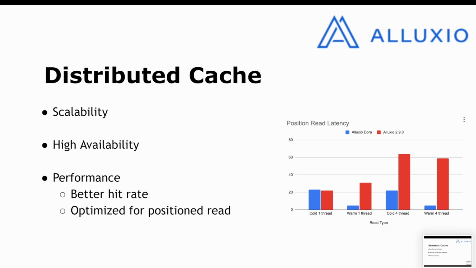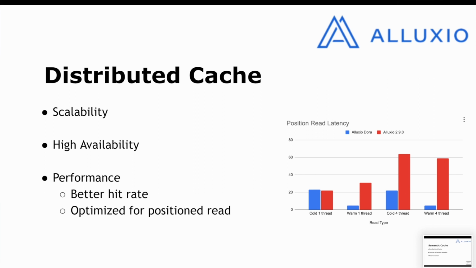We have just delivered the next generation of the distributed cache we call Dora. On the right side, we can see the performance gain. It's the end-to-end latency. We can see by using Dora, when the cache is warm, we get at least 10 times performance improvement compared with the older Alluxio distributed cache. And also for our new Dora cache, we provide high availability, because there's no single point of failure.